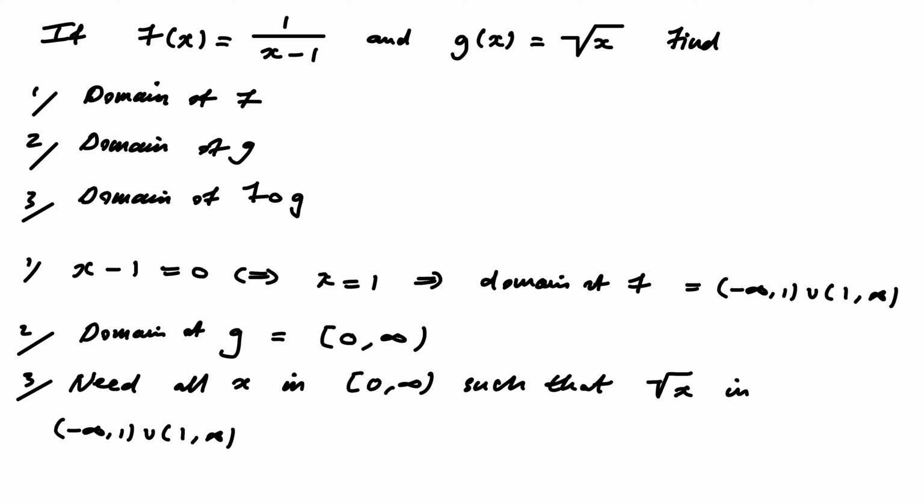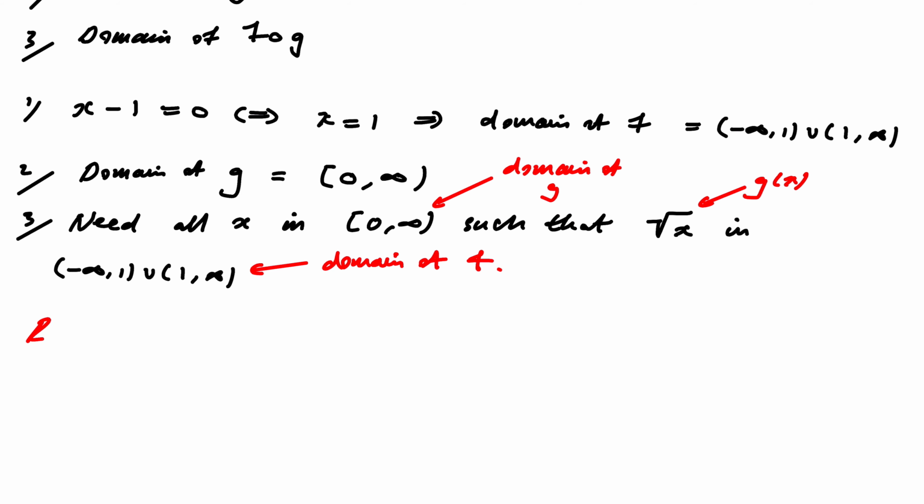So let me just label everything. This is the domain of g. This is just g of x. And this is the domain of f. So we've got to think carefully. What are the problems? Well, firstly, square root of x, it's always positive, right? So the range of the square root of x is equal to, well, it's this.